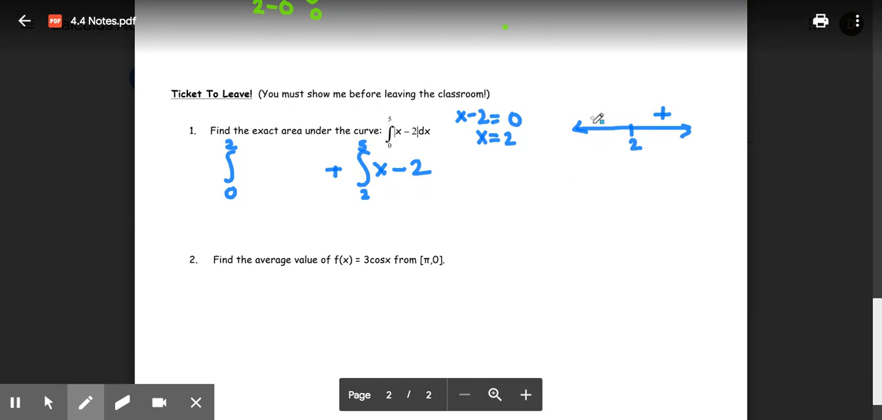The other side, to the left of 2, say take 0. If I plug 0 in right here, 0 minus 2 is negative 2. Don't look at the absolute value marks. 0 minus 2 is negative 2. So anything to the left of 2 makes this negative. So from 0 to 2, because that is to the left of 2, you take the opposite of the equation, which would be negative x plus 2. And there you have your two integrals set up.